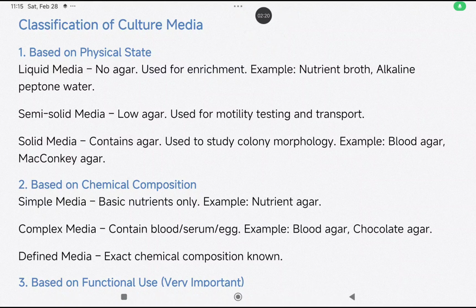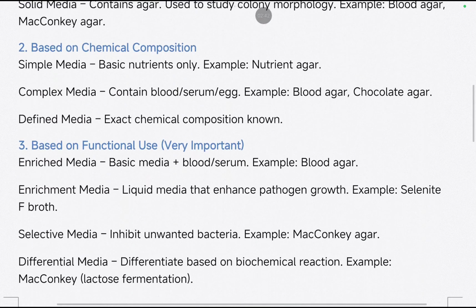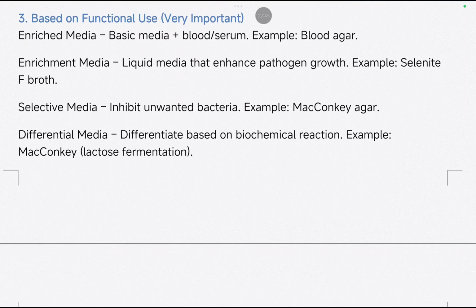So, on the basis of chemical composition, there is simple, complex, and defined. In simple media, there are basic nutrients only, such as nutrient agar. Complex media contains blood, serum, eggs. Examples are blood agar, chocolate agar. Third is defined media, where we put the exact chemical composition. And the third classification, which is very important, is based on functional use.